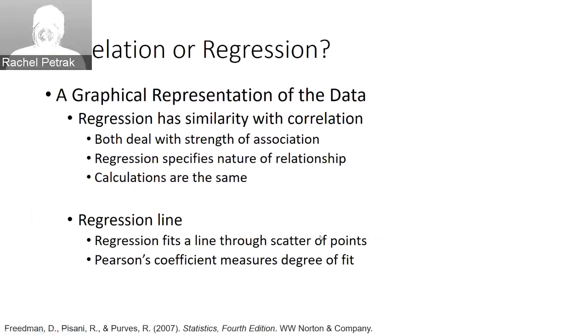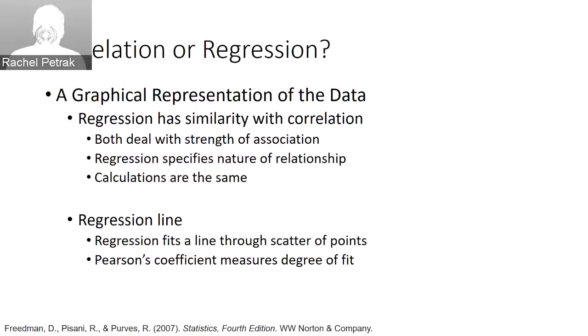Finally, how do you decide between correlation or regression? First, you get a graphical representation of the data, e.g. a scatter plot. In this way, regression has a lot of similarity with correlation. This is the first step for both. Both help you get at the strength of the association, but only regression specifies the nature of the relationship, and their calculations are the same, in addition to having the same assumptions too.